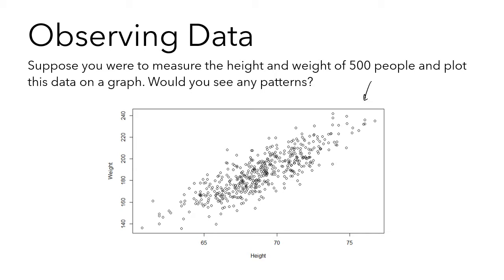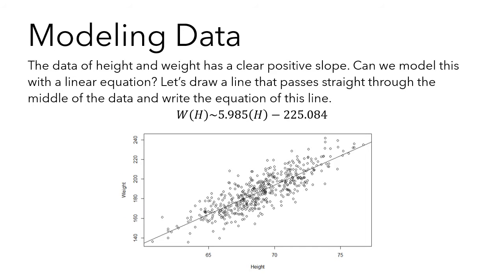So here is a graph for you. Take a second to look at it. Do you see a pattern to the data? The data of height and weight has a clear positive slope. Can we model this with a linear equation?